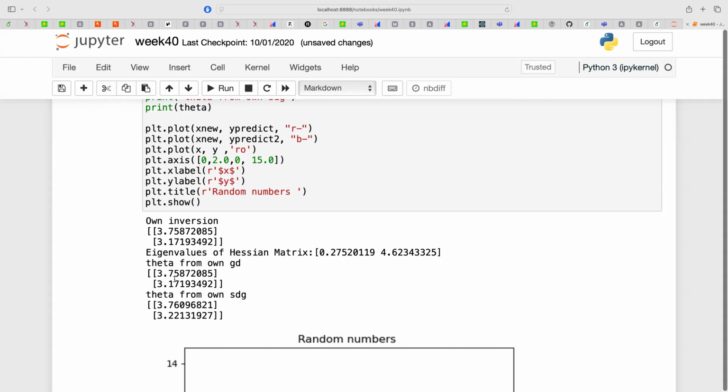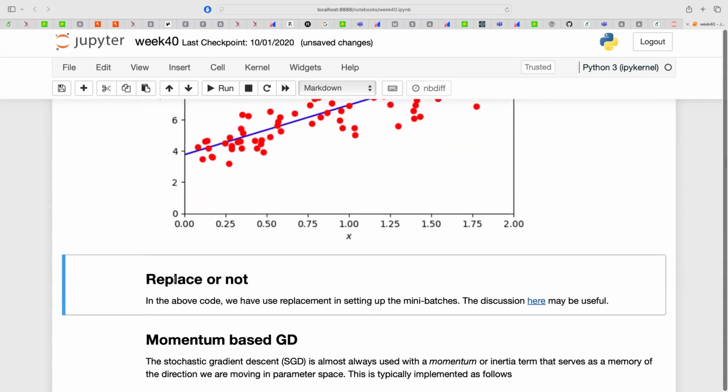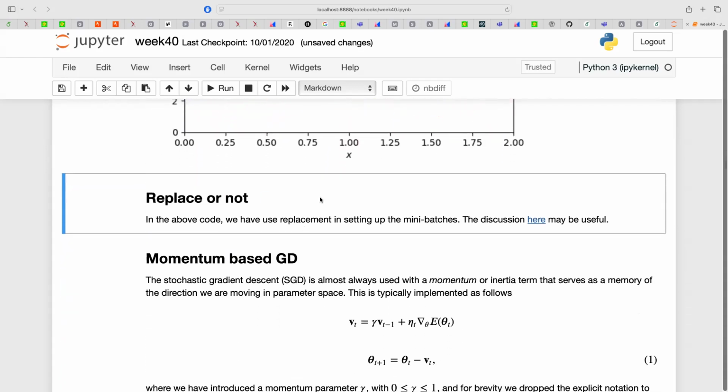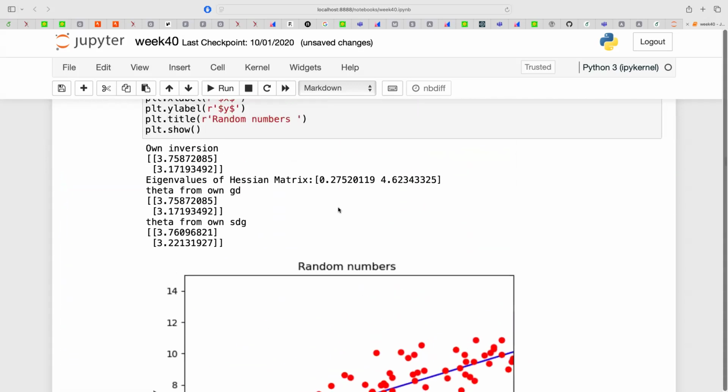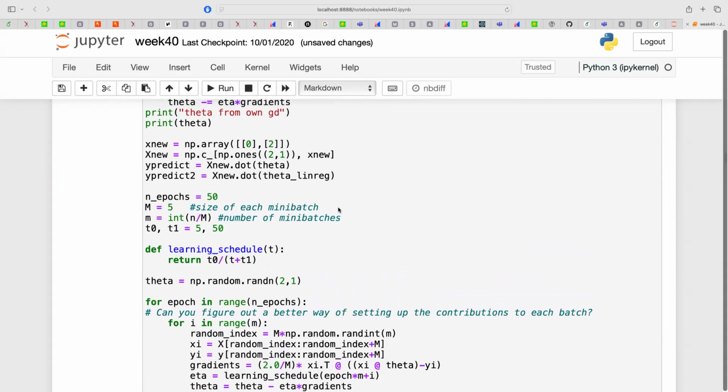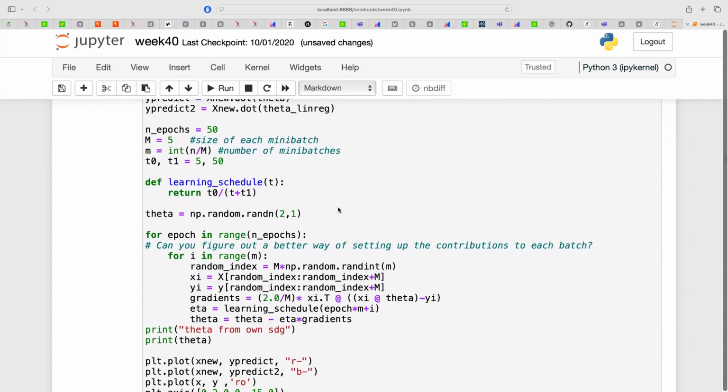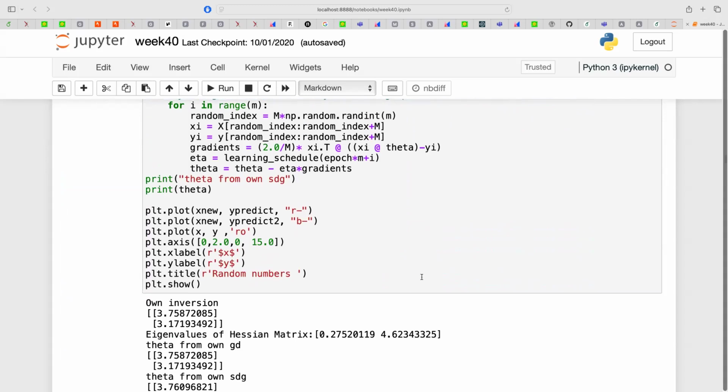But a standard gradient descent is in general more time consuming, because if you have a huge data set and many parameters, this is going to take a lot of time. So you can see there are also discussions on, in the above code, we have used replacement in setting up the mini batches, which is actually something you see in this code here. So this randint actually replaces the numbers.